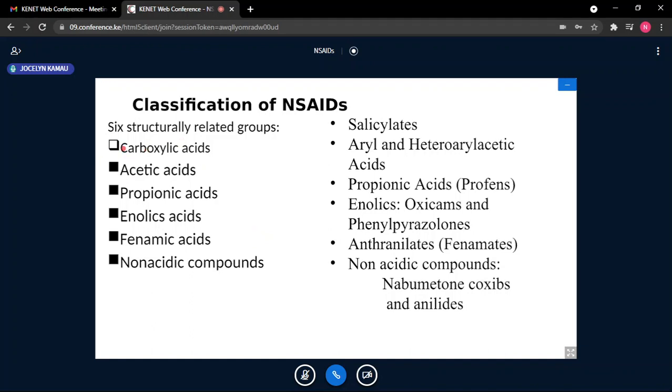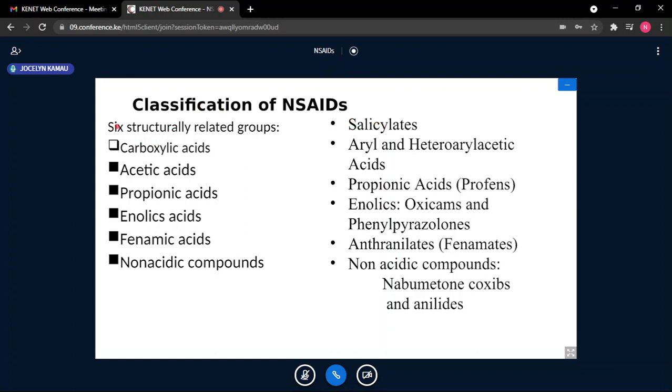We have the carboxylic acids, and carboxylic acids are also the ones known as salicylates. Carboxylic acids, let me make it bigger. Carboxylic acids, also known as the salicylates. This is where you get aspirin. We get one of the very simple drugs that we call aspirin.